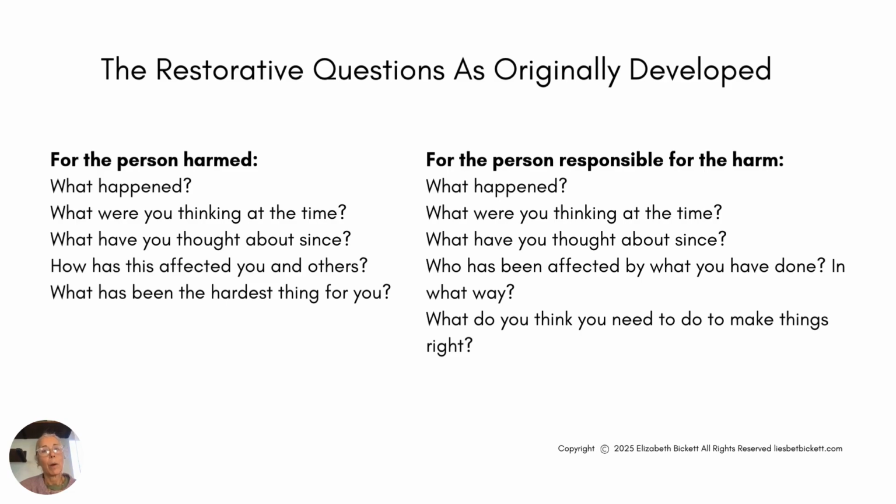For the person responsible for the harm, the questions are: What happened? What were you thinking at the time? What have you thought about since? Who has been affected by what you have done and in what way? What do you think you need to do to make things right? These questions are incredibly powerful, but as we'll see, the framing of the language around them can impact how participants engage with the process.